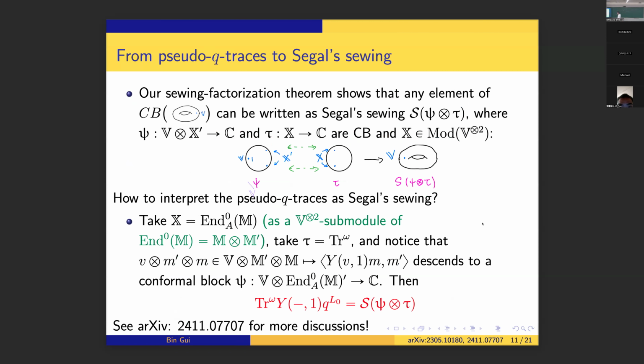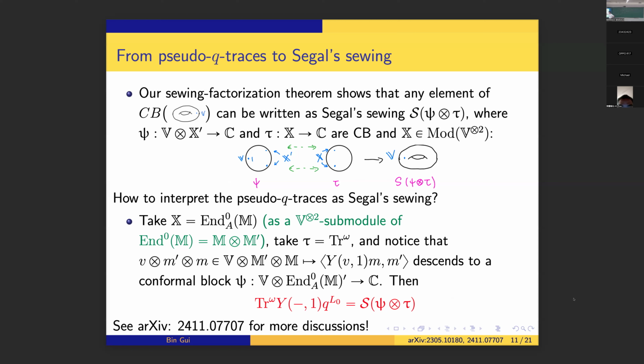Okay, so in this class, I will start to explain how to realize the pseudo-q-trace in terms of the previously mentioned Segal sewing. Our sewing factorization theorem tells you that any genus 1 conformal block could be realized by sewing two genus 0 conformal blocks by taking this joint sewing operation.